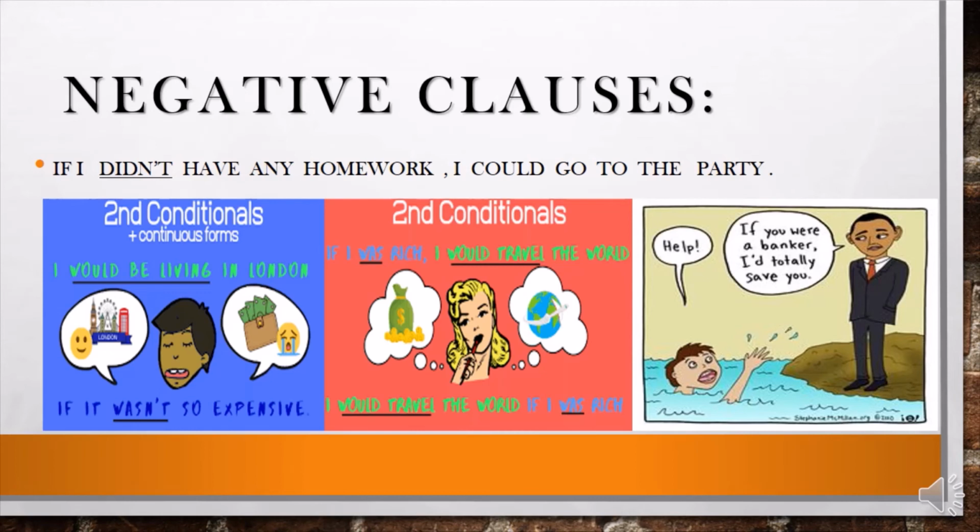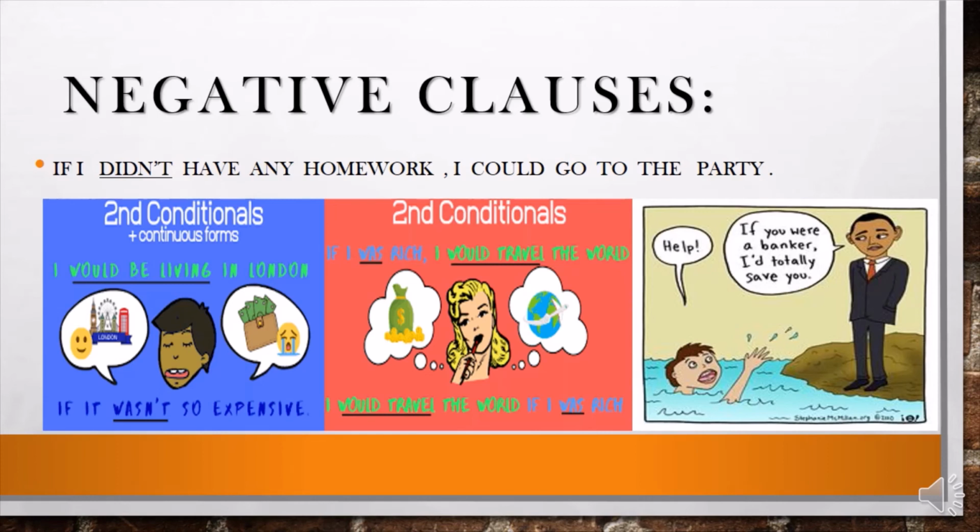If you were a banker, I would totally save you. Here the simple past form of be is were, and were is used with you, whereas I used was with I. So please take care on this point.